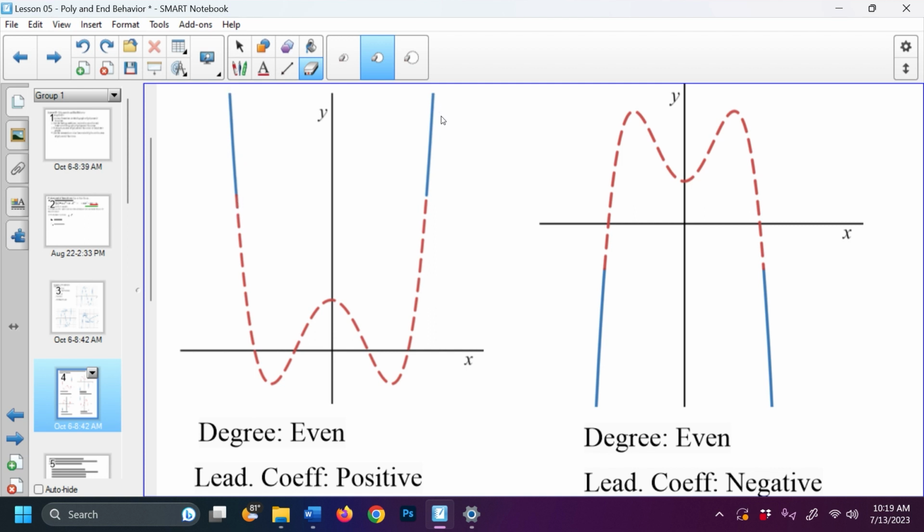And we'll talk about how to write that here in a later example. Now, if the degree is even and the leading coefficient is negative, then the end behavior, and again, the blue portion says that as I go to the left, the function goes down, and as I go to the right, the function goes down.